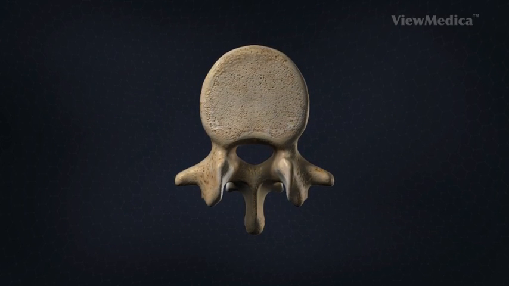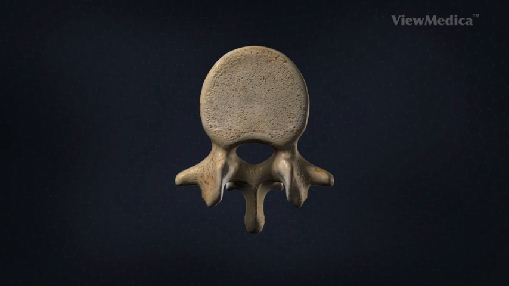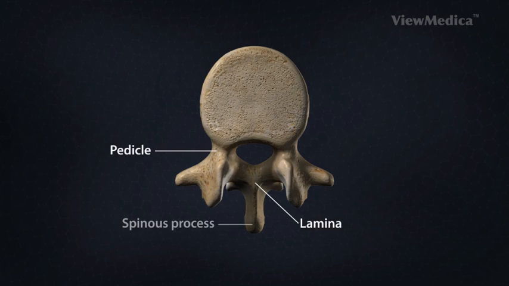On either side of the vertebral canal are pedicle bones, which connect the vertebral body to the lamina. The lamina create the outer wall of the vertebral canal, covering and protecting the spinal cord. Protruding from the back of the lamina is the spinous process. It provides an attachment point for muscles and ligaments that move and stabilize the vertebrae.